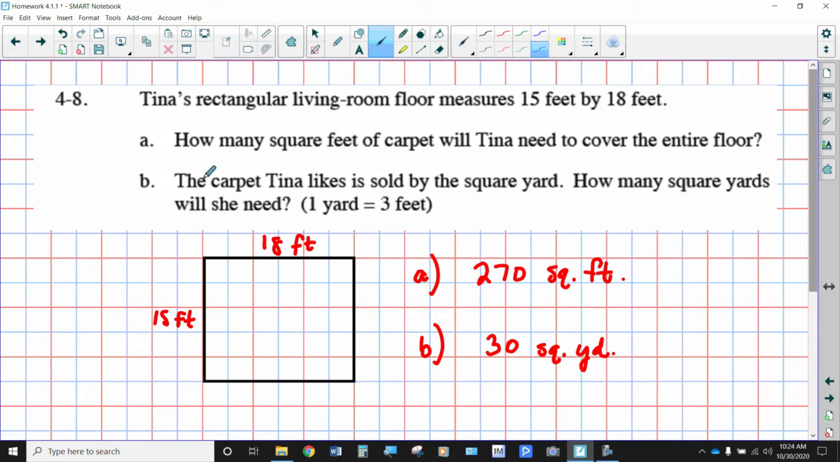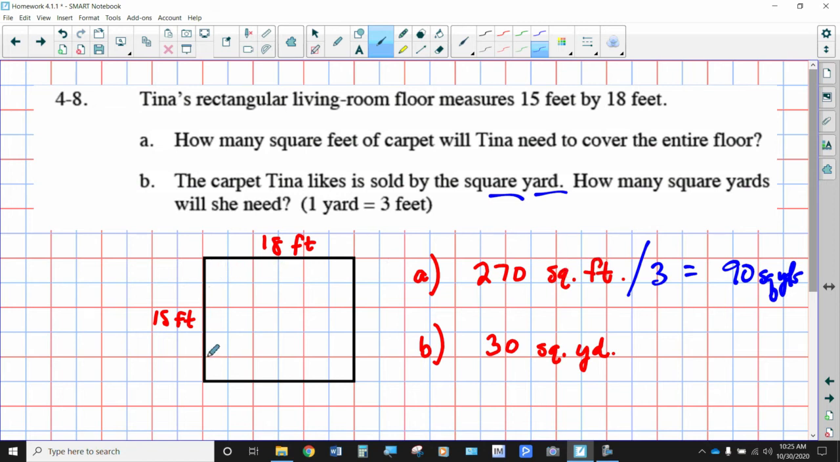Now it says that the carpet that Tina likes is sold by the yard, or the square yards. How many square yards would that be? A lot of times students think, oh, I'm going to take that and divide it by 3 because there are 3 feet in every yard, and I know that's how I do my conversion. And so they get an answer of 90 square yards, which is absolutely the most common wrong answer. But that is not the correct answer because we're not asking how many yards would be in 270 feet. We're asking how many square yards.